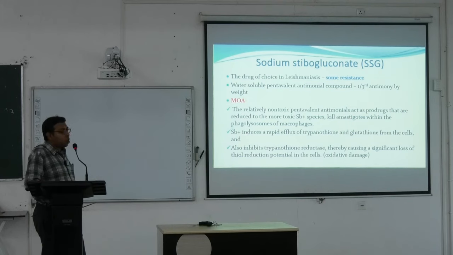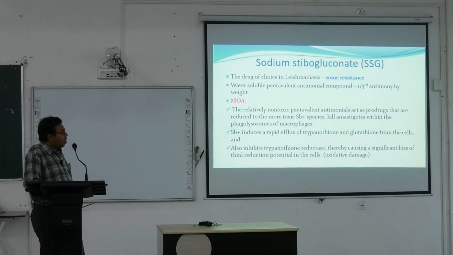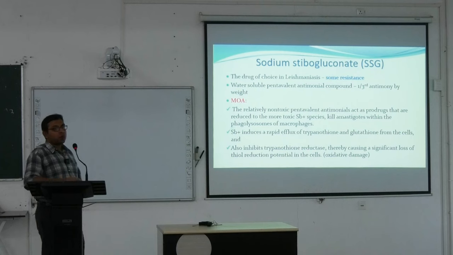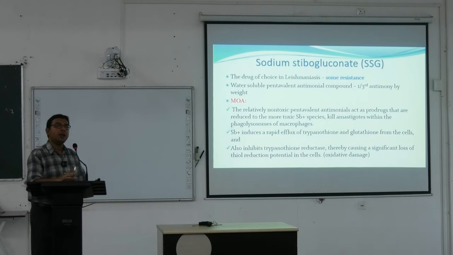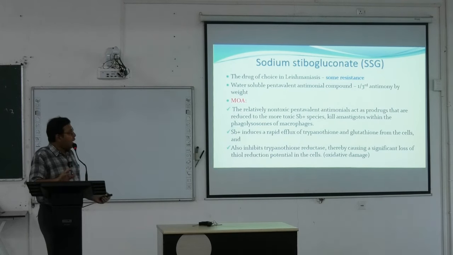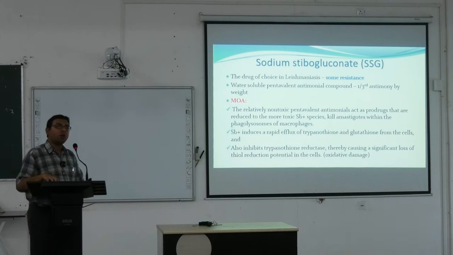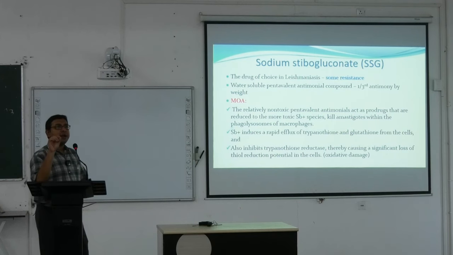This antimony also induces a rapid efflux of trypanothione and glutathione from the cells, and also inhibits trypanothione reductase, thus causing a significant loss of the thiol reduction potential in the cells. So this reduction potential is needed for their electron transport chain, and when it is abolished, it leads to oxidative damage. So all this damage is caused by the antimonial compound, and the free antimony is the toxic compound that leads to this anti-leishmanial action.